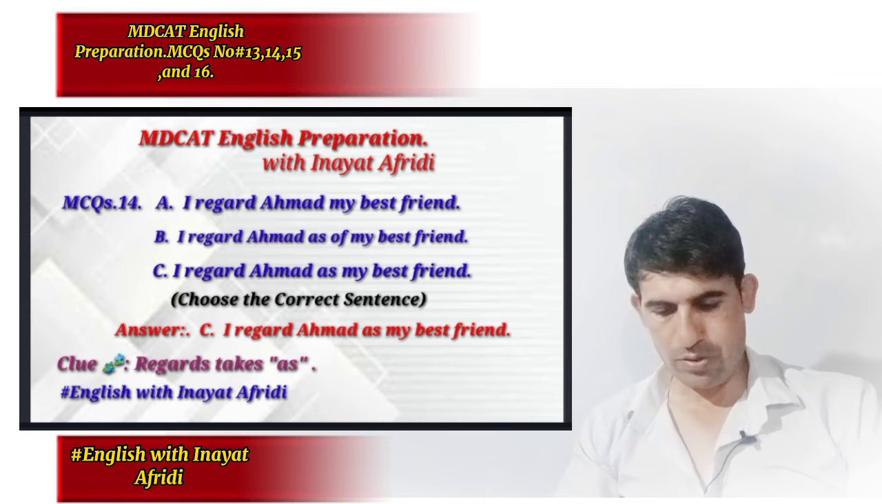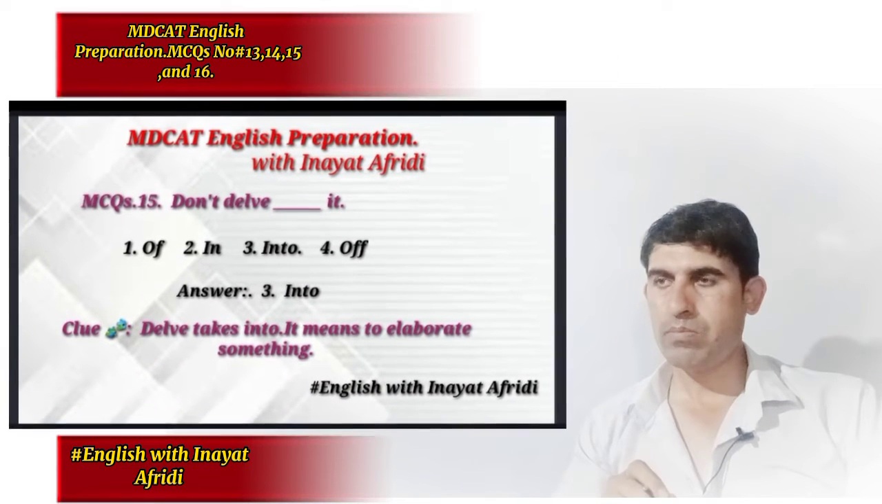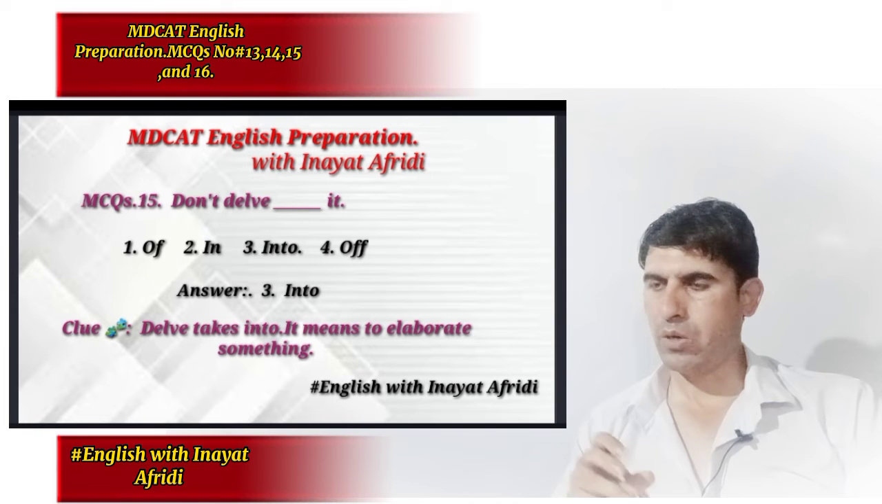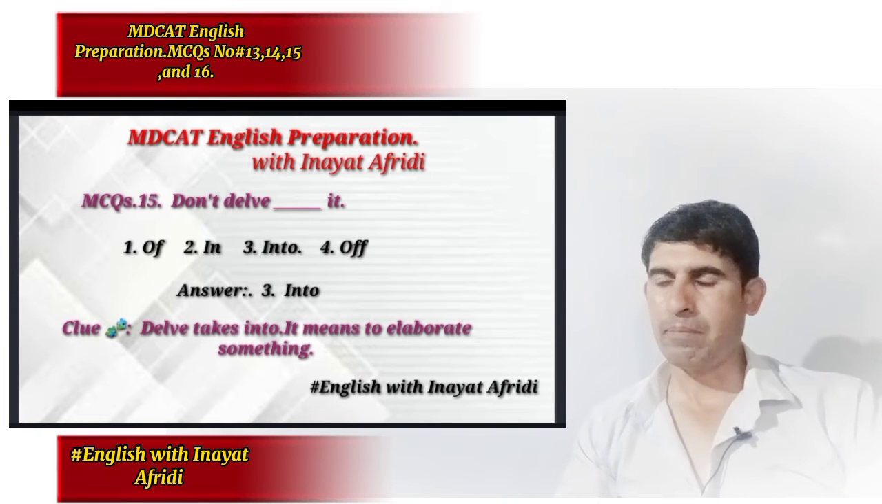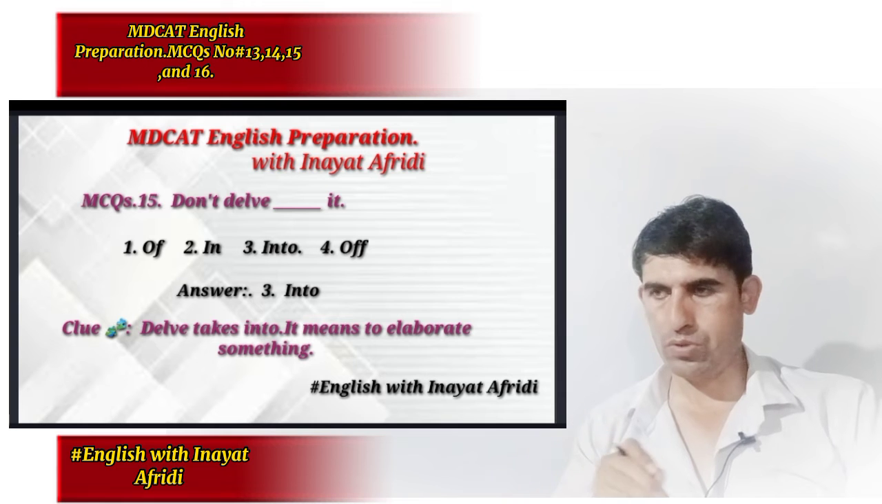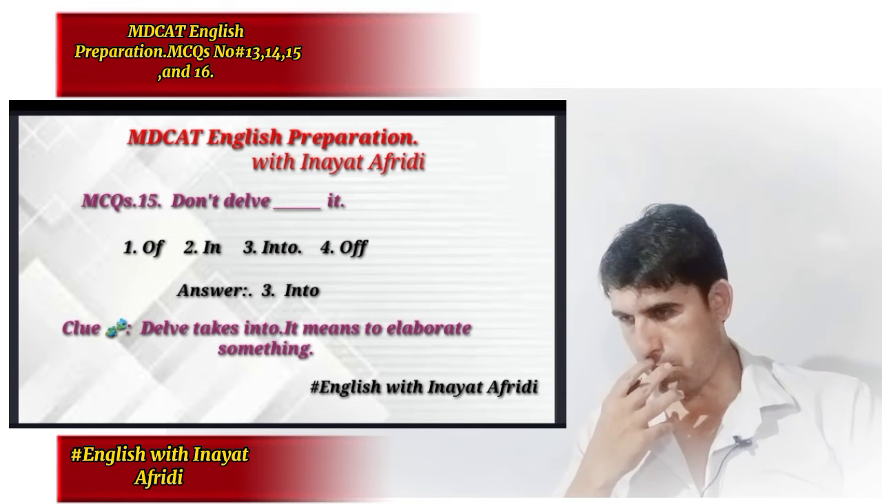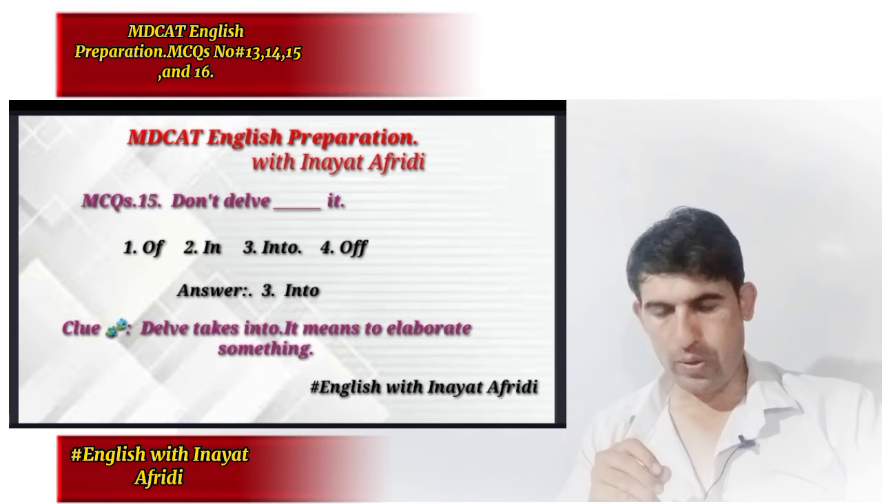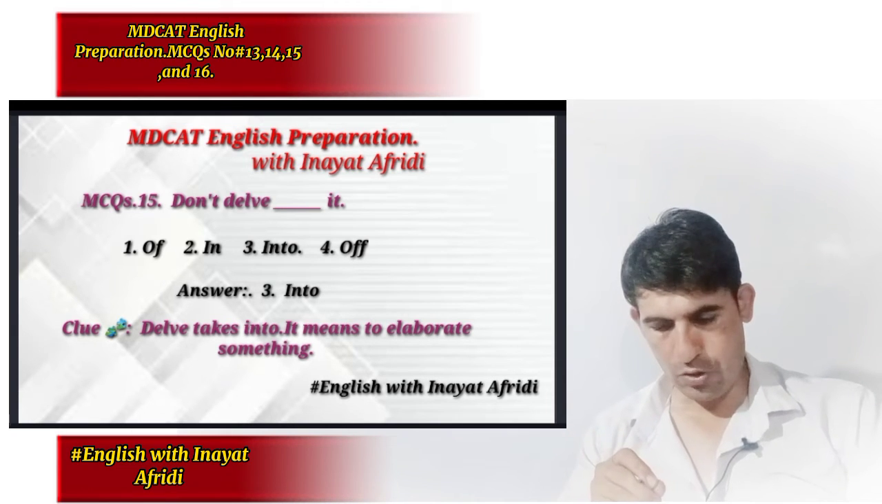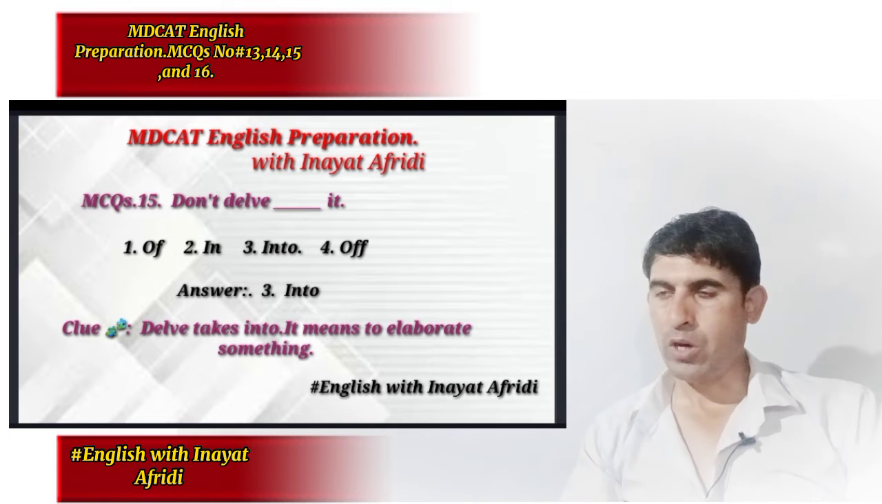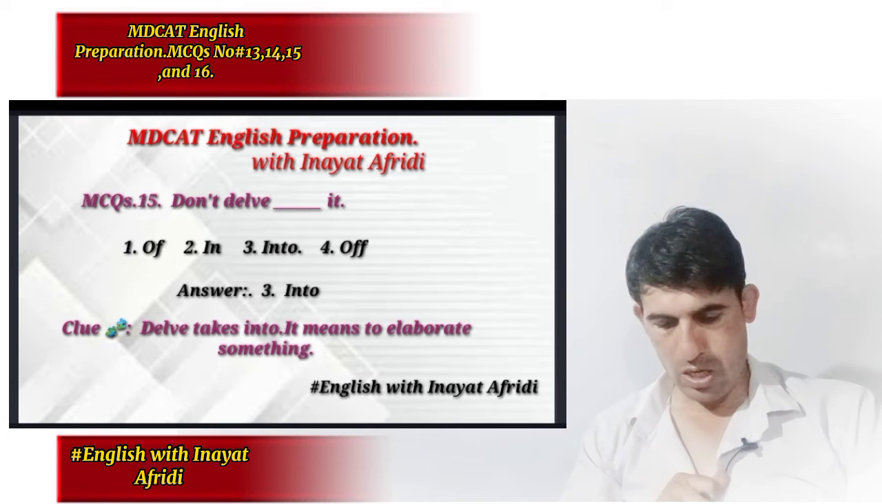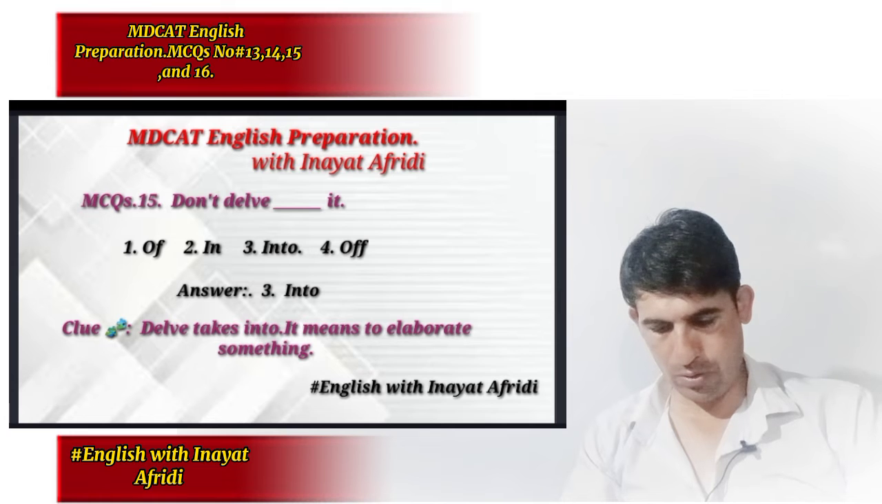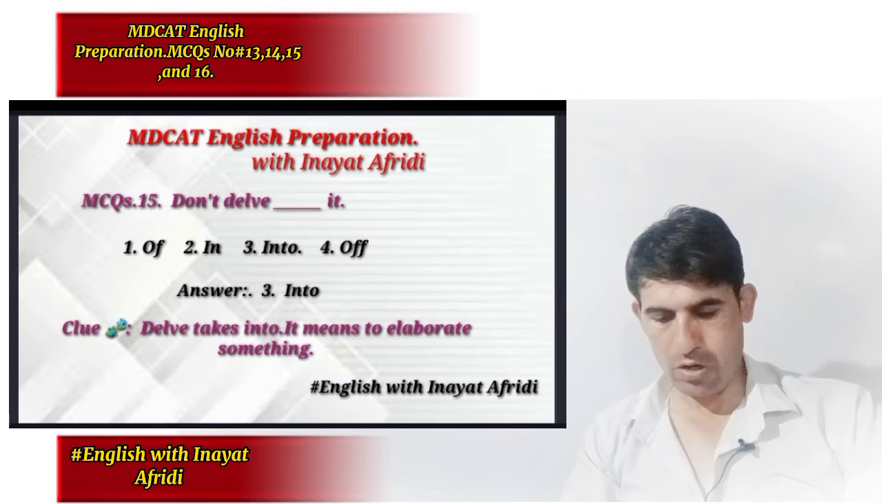So, getting on to MCQ number 15. Now, MCQ number 15 is about the correct usage of prepositions, and the preposition section holds much importance in MDCAT English preparation, because it's mostly a very tough subject. So MCQ number 15 reads, don't delve at. And in the options, we are given 4 prepositions, out of which we have to pick the correct one. Option number 1, off. Option number 2, and. Option 3, into. And option 4 is off.